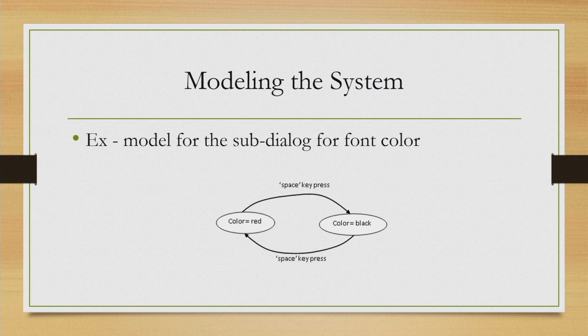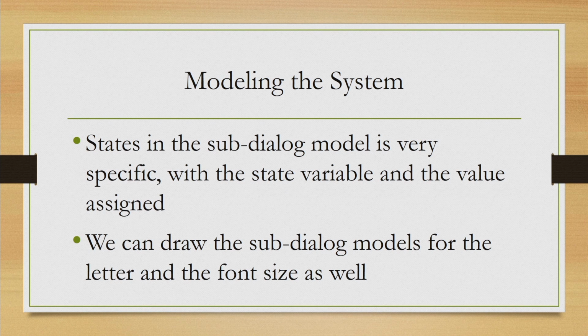For example, the sub-dialog for font color can be represented as a state transition network as shown in this figure, where there are two states, color equal to red and color equal to black, and with interaction by pressing the space key, we can move between these two states. Similarly, we can draw sub-dialog models for the letter and the font size as well.